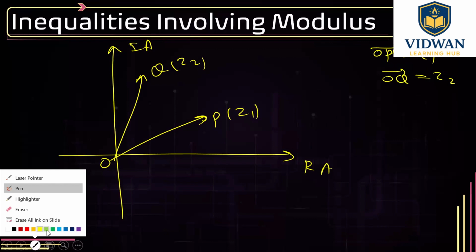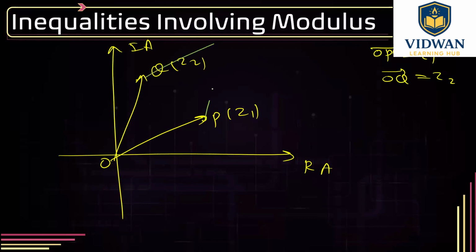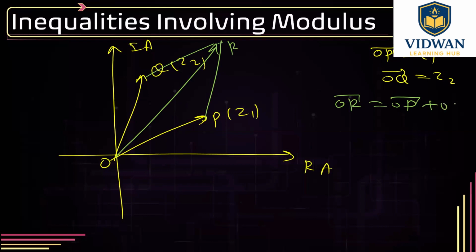So let's say, for example, we complete a parallelogram taking a point R here. With OP and OQ as adjacent sides, when you complete the parallelogram, by the parallelogram law of vectors, the vector OR is the resultant of vector OP and vector OQ. So OP plus OQ, and that's nothing but Z1 plus Z2. So if the vector OR is Z1 plus Z2, this means R represents the complex number Z1 plus Z2.